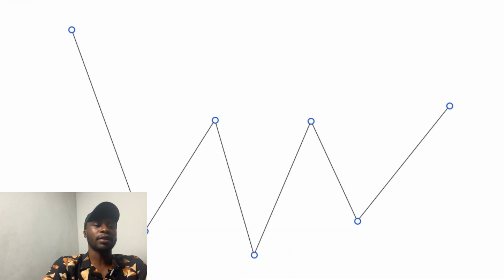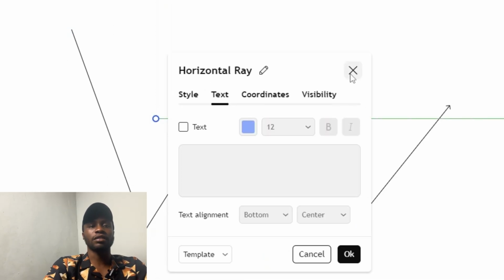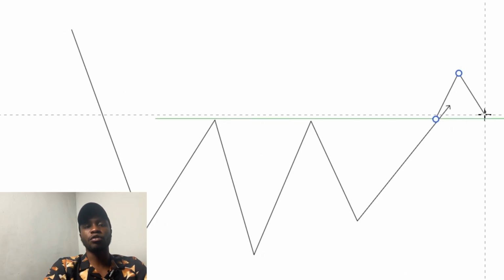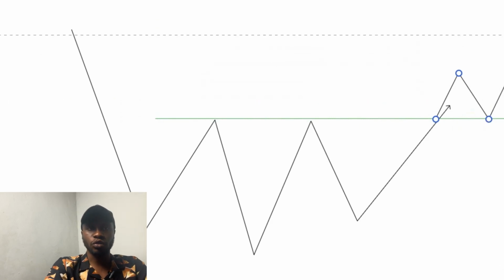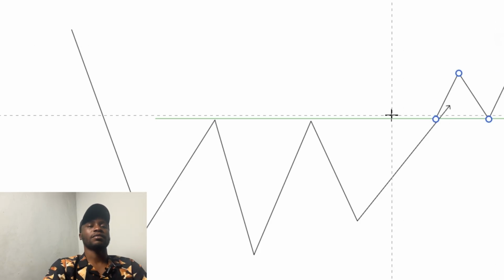How do I trade this chart pattern? The same strategy, the same entry. I wait for the breakout, then I wait for the retest. Then any engulfing bullish candle I see, I execute the upside. So that's for the reversal chart patterns.